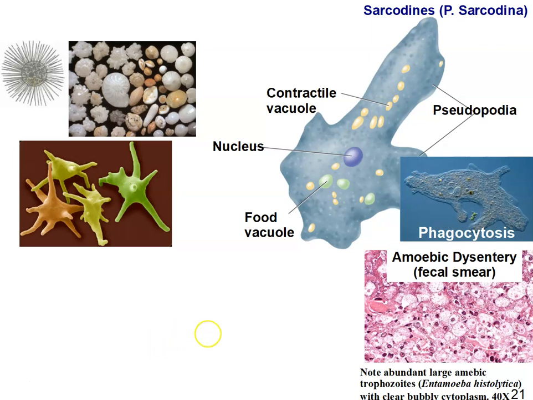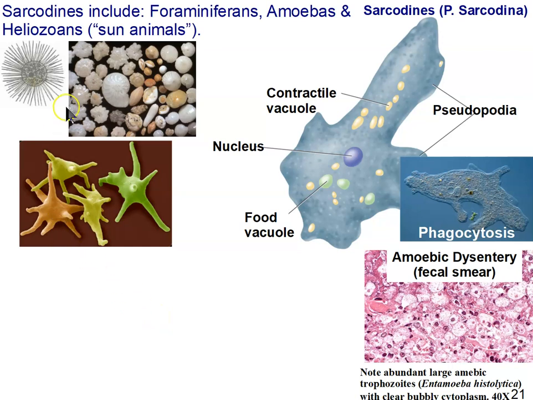And the Sarcodines, remember that they're classified by how they move, their mode of locomotion, their locomotive structures, or their lack of locomotive structures, as in the Phylum Sporozoa, as we'll see on the next slide. So this is the only slide for the Phylum Sarcodina. And Sarcodines include foraminiferans, amoebas, and heliozoans, along with others, but these are some of the biggest.